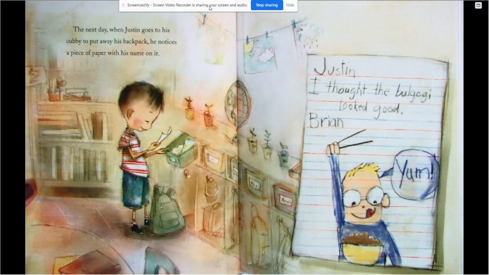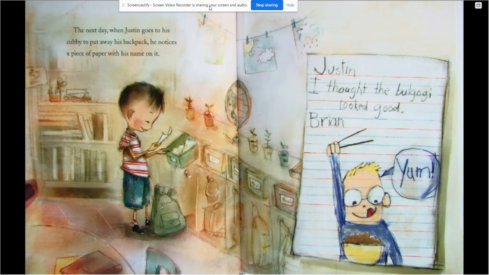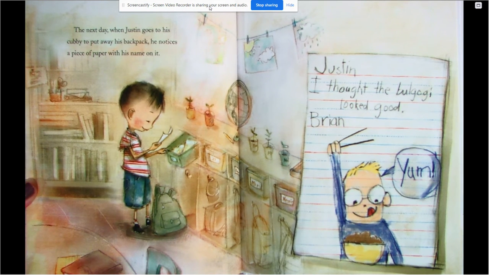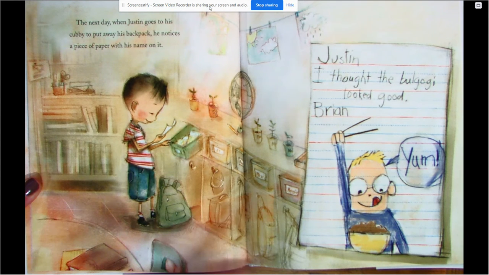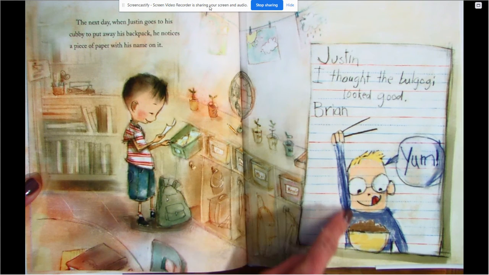The next day, when Justin goes to his cubby to put away his backpack, he notices a piece of paper with his name on it. "Justin, I thought the bulgogi looked good. Brian." Who is that in the picture?